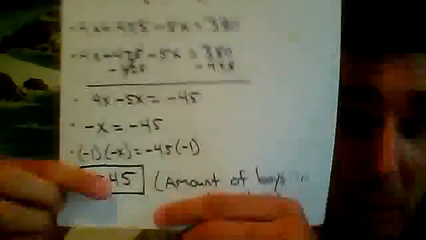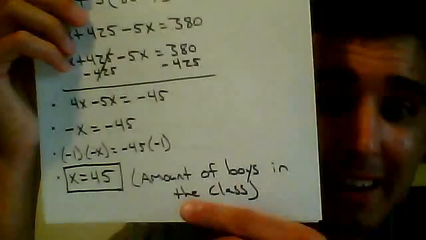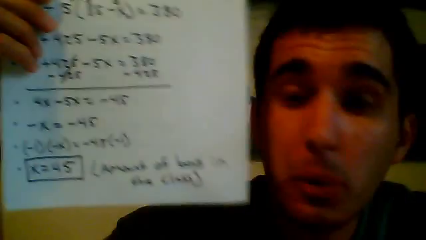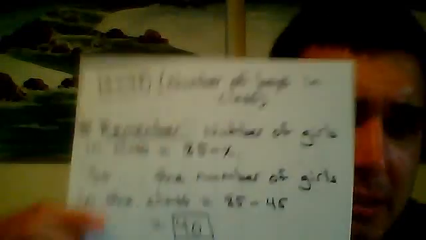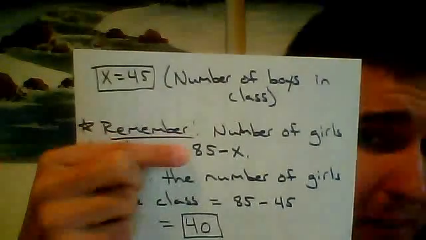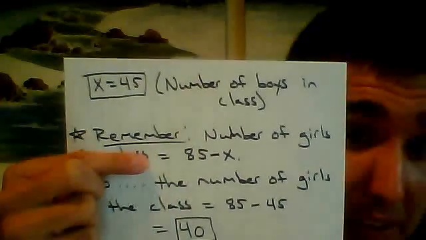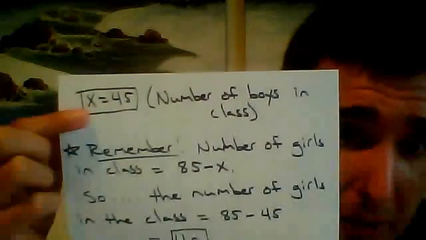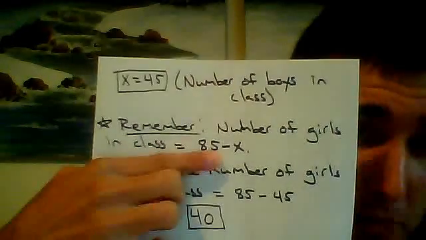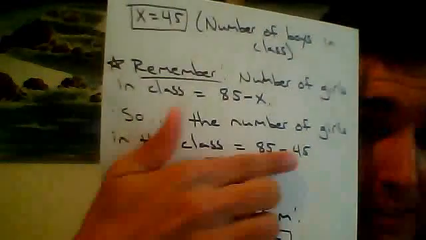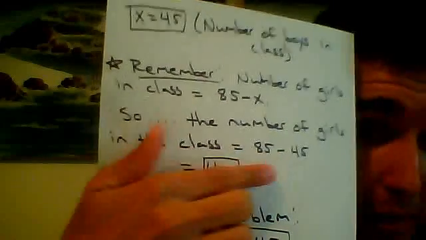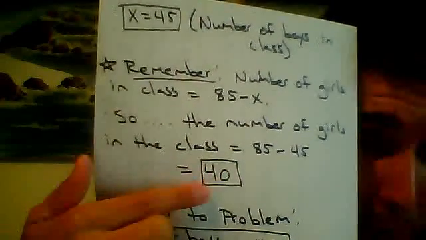And that's only the final answer for the number of boys in the class. So we already have half of it. And remember, if the amount of boys equals 45, how do we solve for our number of girls? Remember this one right here, 85 minus x equals the number of girls in the class. Let's go ahead and just plug in our x value of 45 into this little equation. And so the number of girls in the class will be 85 minus our x, which we found to be 45. 85 minus 45 equals 40.